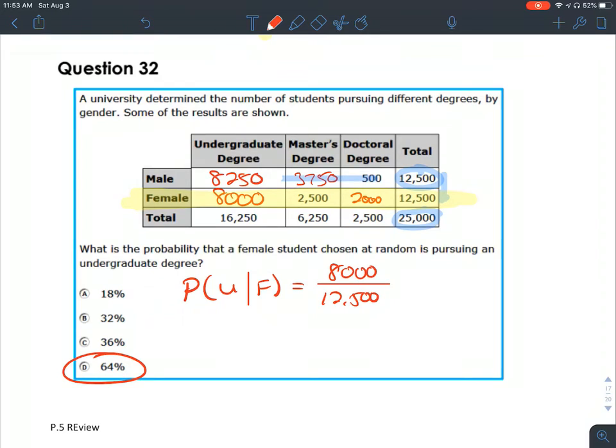So this is a two-way table: fill in the information, and then after that, it's a conditional probability.